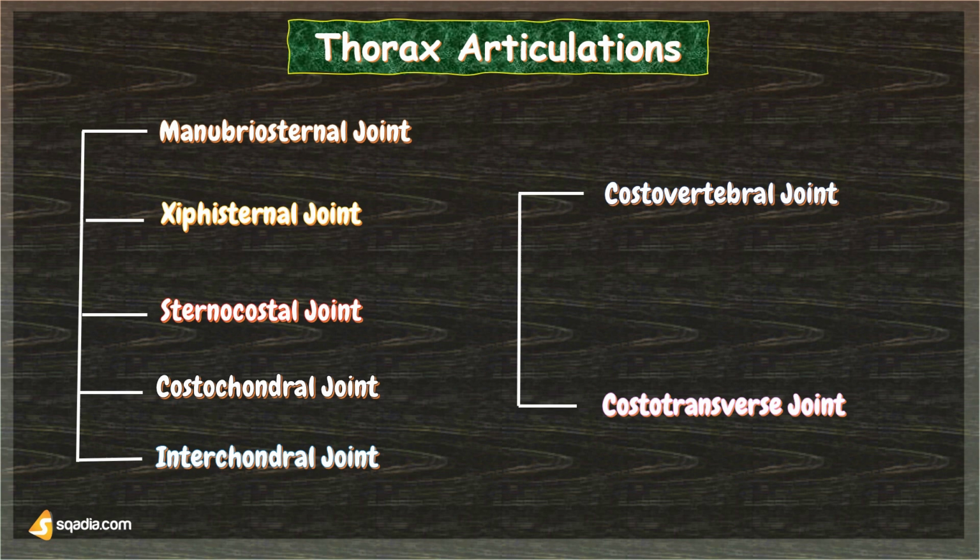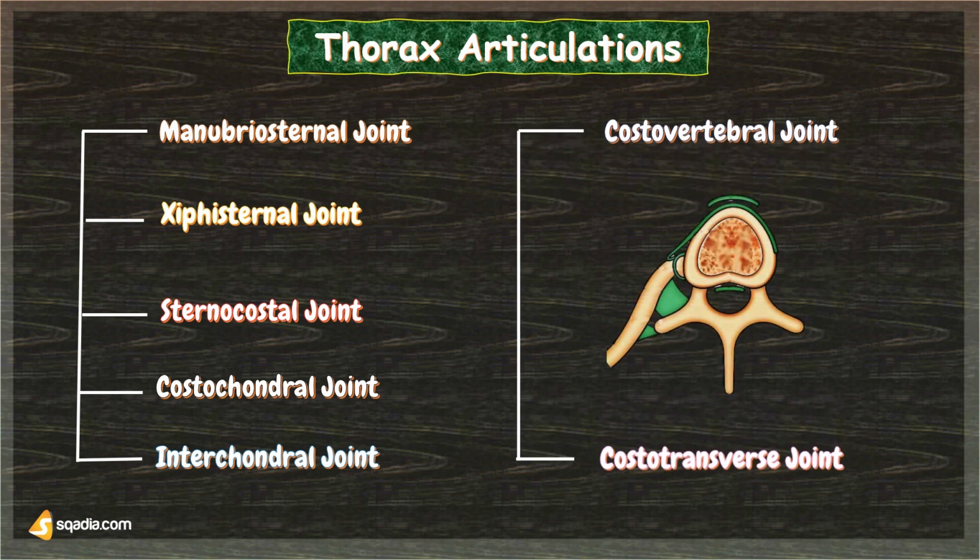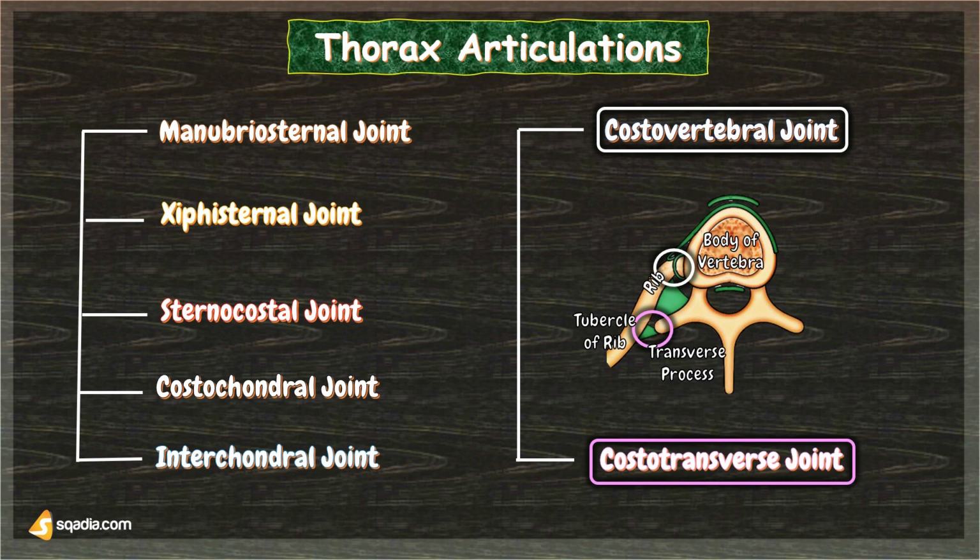So those were the two joints of the thoracic cage with the vertebrae. Costovertebral joint is between the ribs and the body of the vertebrae, while the costotransverse joint is the one between the tubercle of the rib and the transverse process of the vertebrae.